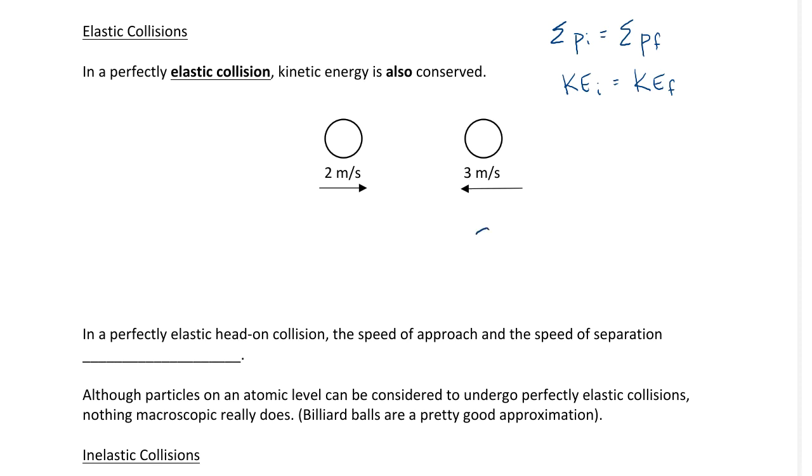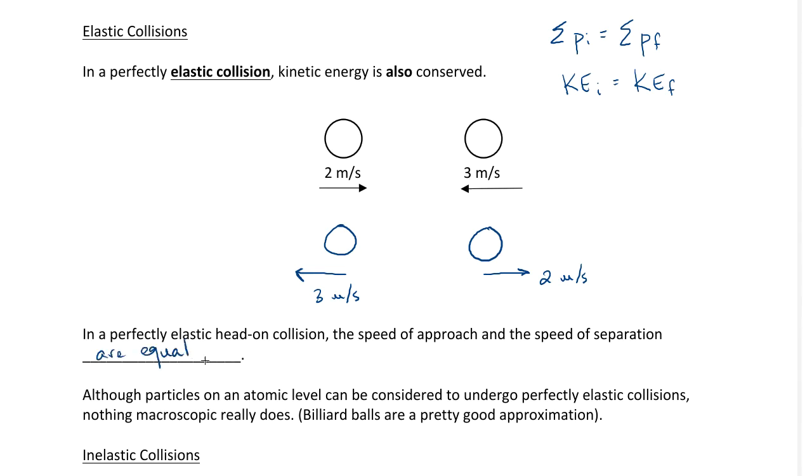So again, in a special case where these two particles are of equal mass, they will swap velocities, meaning this one will now take on 2 meters per second to the right as its velocity, and this one will take on 3 meters per second to the left as its velocity. And you can show that that has to be true in order for both of these conditions to be met, for the momentum of the whole system to stay the same, and for the kinetic energy of the whole system to stay the same. But even if they're not the same mass, whenever you have a perfectly elastic head-on collision, the speed of approach and the speed of separation are going to be equal.